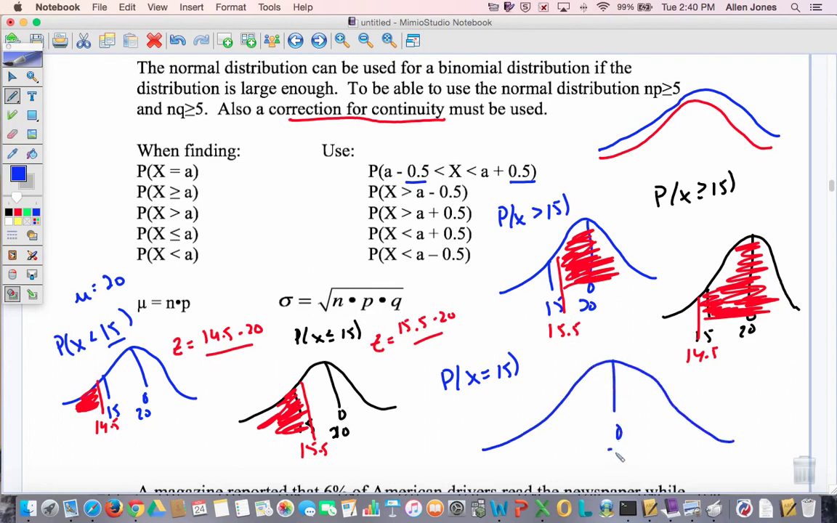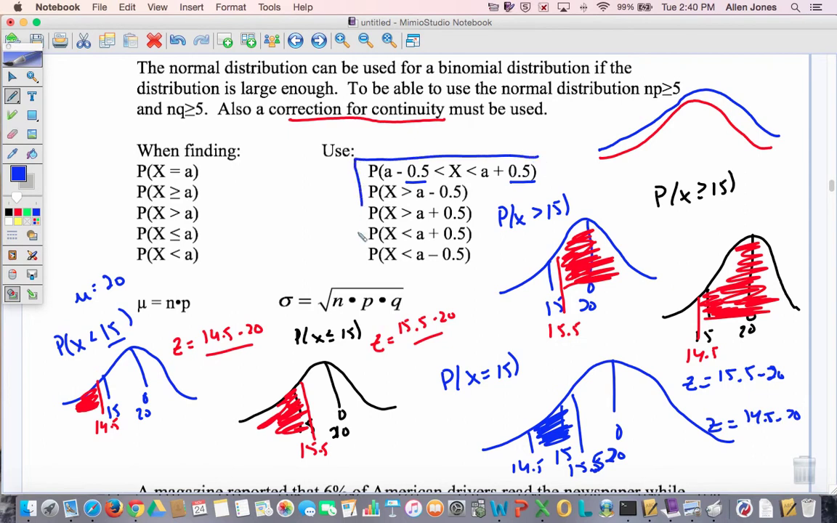In this case, when I put 0 and 20, or my mean in the middle, and 15 on this side, my correction tells me I do both. I do 15.5 and I do 14.5 because that puts 15 in my shaded area, so I find the area between those two when I calculate two different z-scores, one for 15.5 and one for 14.5. And that's what's mentioned up here.